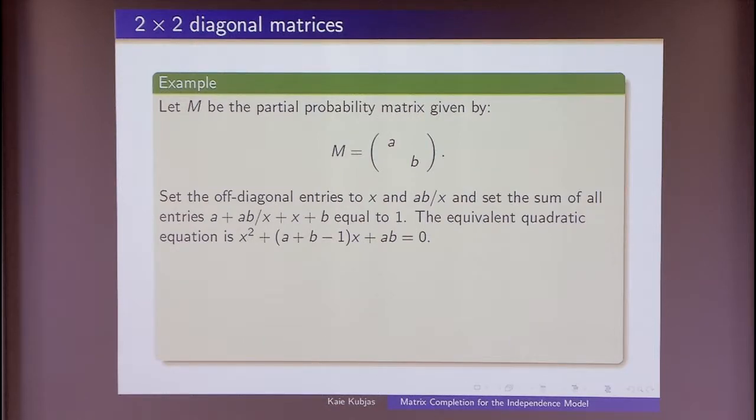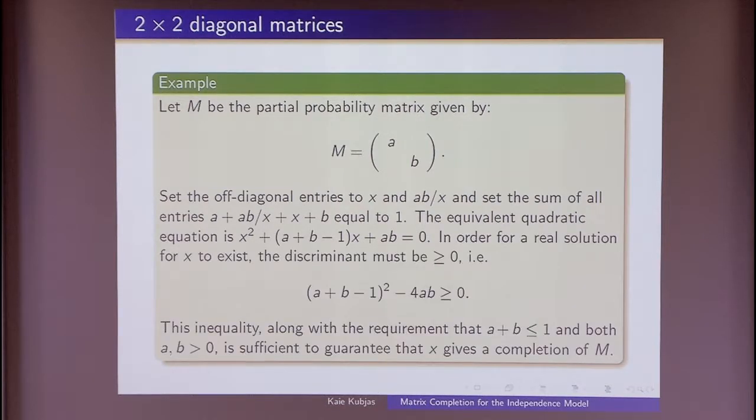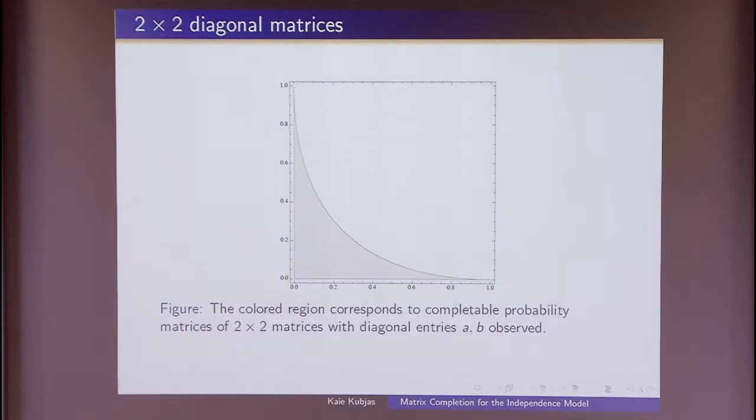This is equivalent to a quadratic equation. And for this quadratic equation to have a solution, the discriminant has to be non-negative. Together with the condition that a plus b is less than or equal to 1, this is sufficient to guarantee that X gives a completion of M. And the shaded region corresponds to exactly the A's and B's such that the 2 by 2 diagonal partial matrix is completable.